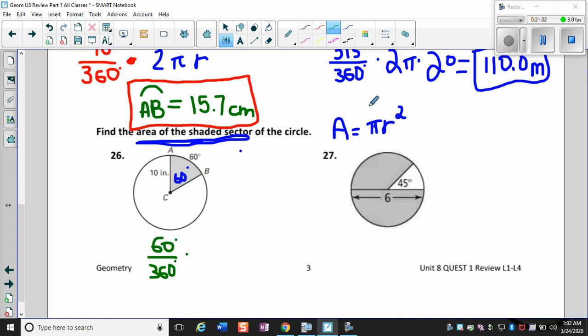Now we're going to multiply it using the area formula. So we're going to have pi, and then we're going to take the radius. The radius is 10. And if you take 10 and square it, you know it's 100. So here I'm going to put this in my calculator: 60 divided by 360 times 100 pi.